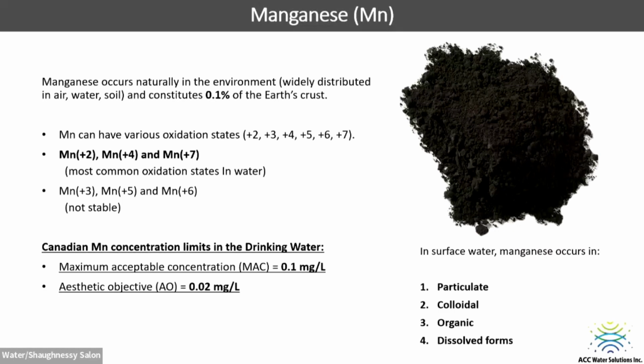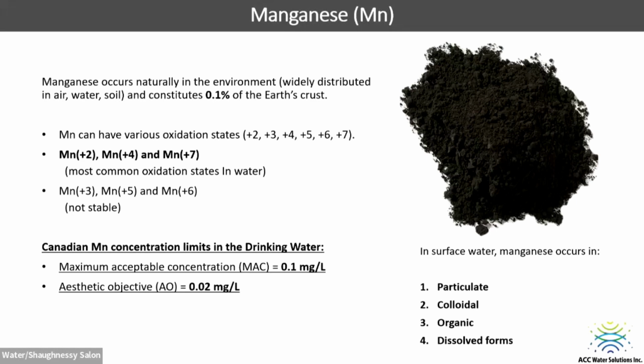Manganese occurs naturally in the environment, again about 0.1% of the Earth's crust. There are different oxidation states, like +2, 3, 4, 5, 6, 7. Only 3 of these states are commonly found in water. The +3, 5, and 7 states are not really stable.